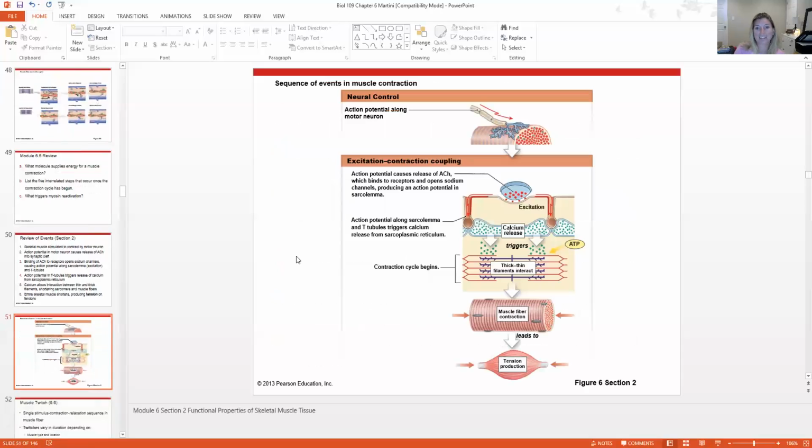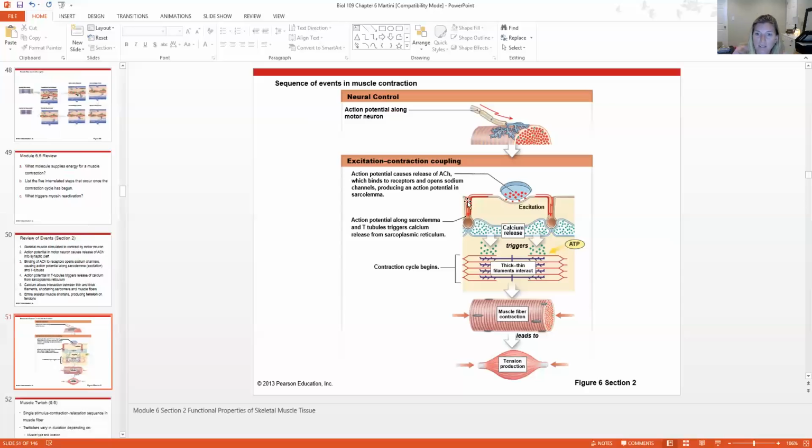Here's the whole thing in picture form. We have our motor neuron touching all of the myofibrils here. Here's our acetylcholine being released. This whole process is called excitation-contraction coupling. In other words, as soon as that acetylcholine is released, there's no way to stop the muscle from contracting. It's going to contract. They go together. Excitation and contraction will always occur together.